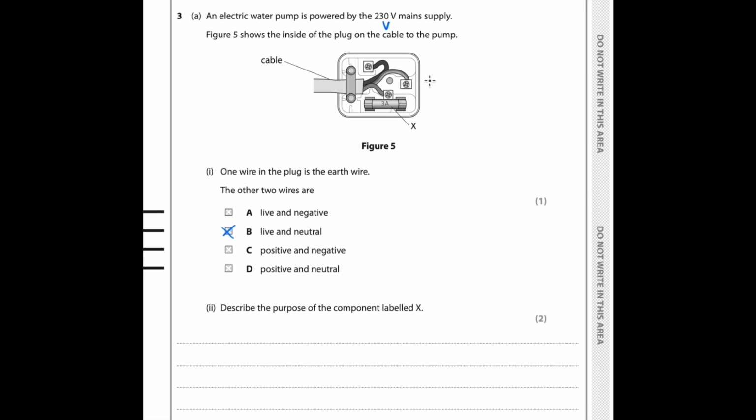Remember, the top pin is the earth. The live wire goes to the fuse, and the neutral wire is the other wire. That completes the circuit. Part 2. Describe the purpose of the component labelled X. So X is the fuse, and it's for safety.